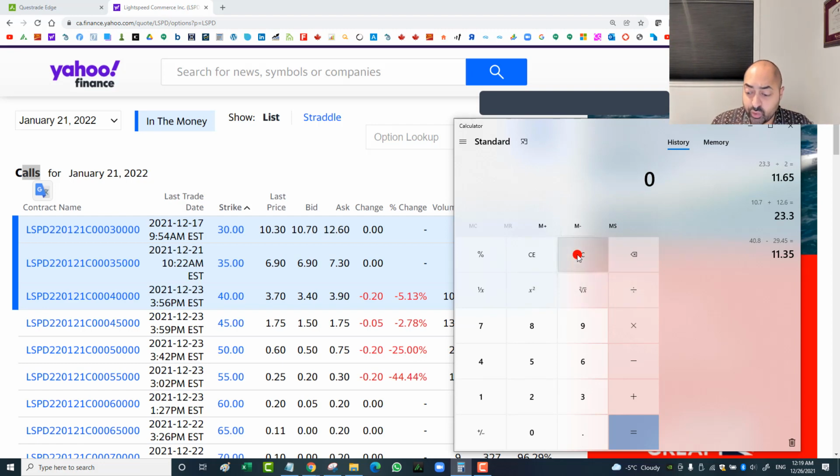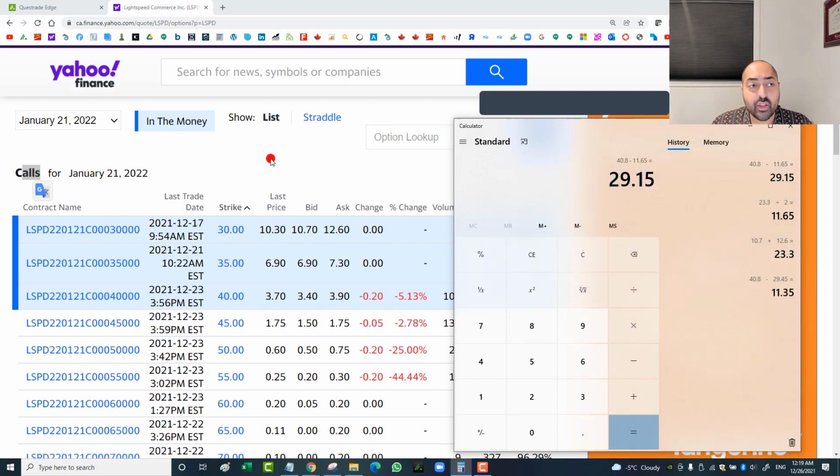Because if I can get 11.65 and the stock is trading at 40.8 minus 11.65, that puts my break even at 29.15 instead of the 29.45 I said. But I'm probably not going to get exactly the mid price, though it's pretty close. It looks like I could easily get 11.35 out of the 30 call for January 21st. So this is how I would convert.